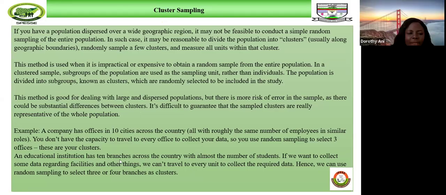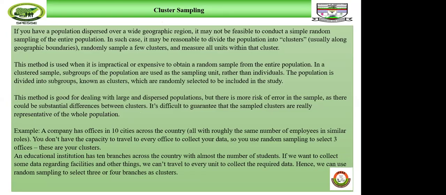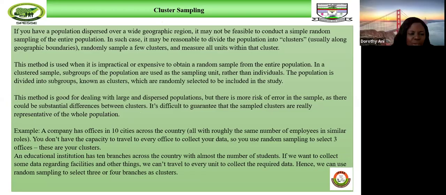So an educational institution has 10 branches, just like Unity School. I want to study the effectiveness of teaching in Unity School. Will I be able to go to all the Unity schools in this country before I can do that? Or is there any other way to go about it? You can randomly select some Unity schools and use them as clusters and select your sample there, do your research, and everything will be okay, because whatever applies here is likely to apply in other places because of the similarity.